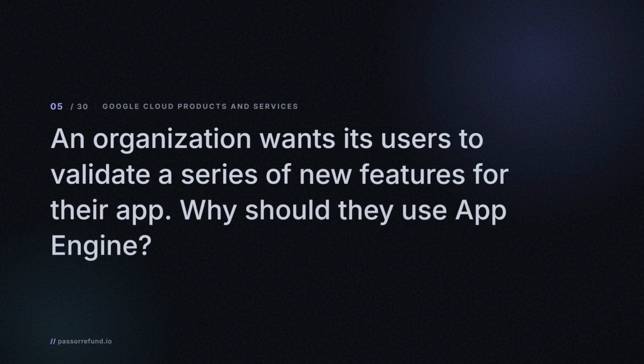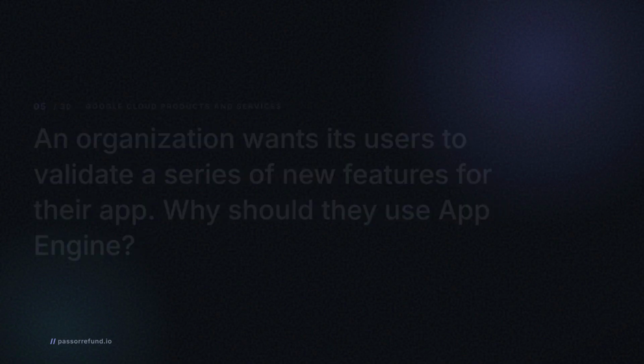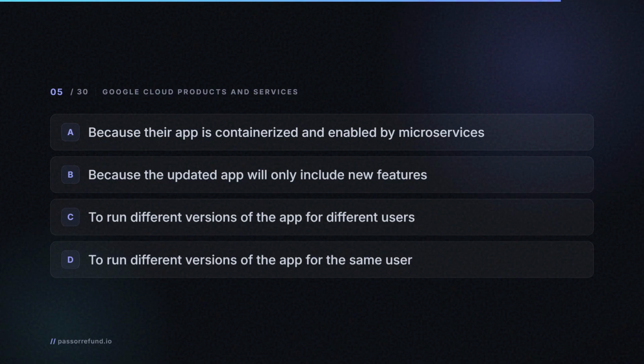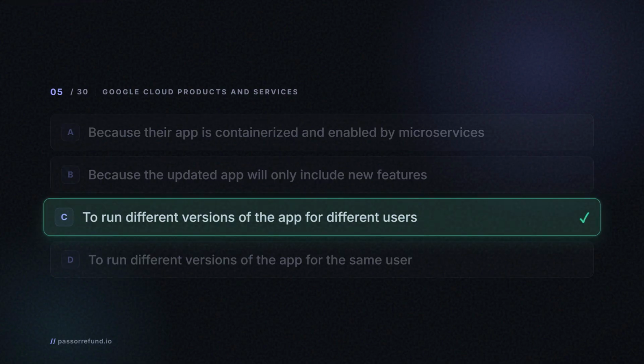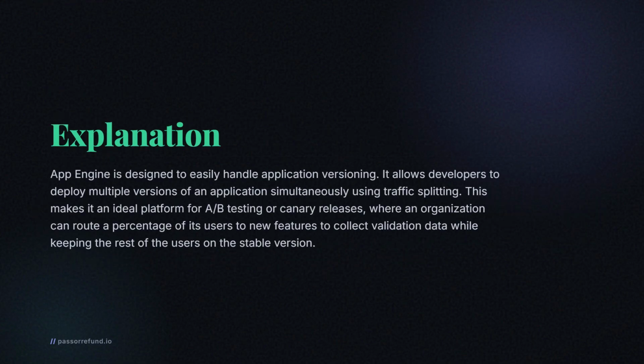What about this one? An organization wants its users to validate a series of new features for their app. Why should they use App Engine? The answer is C. App Engine is designed to easily handle application versioning.